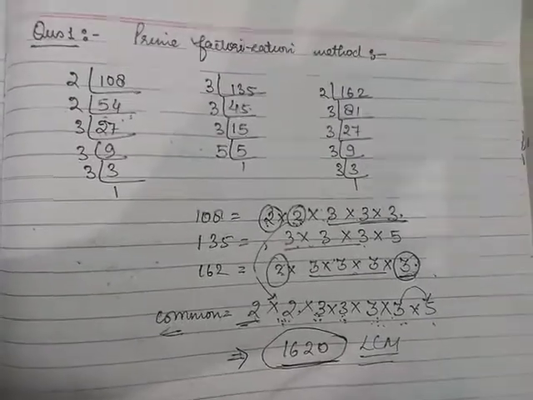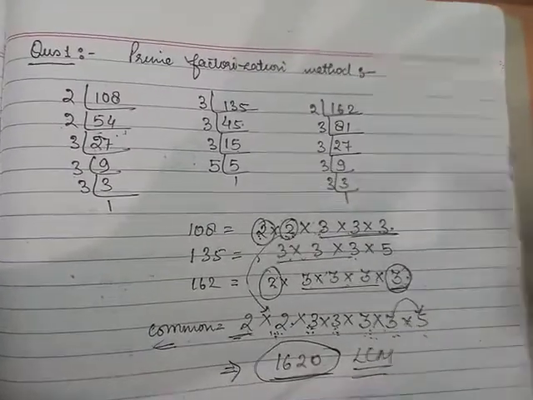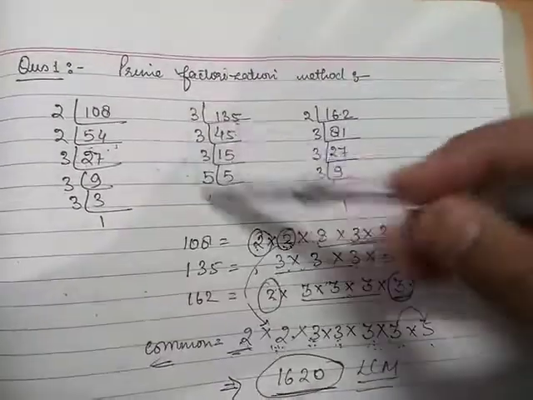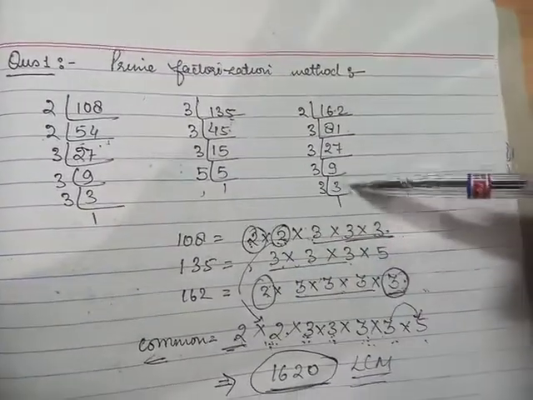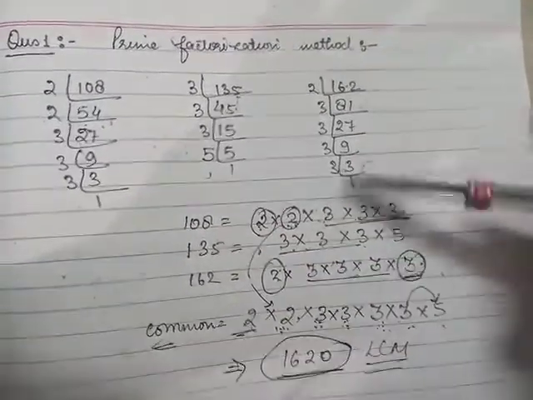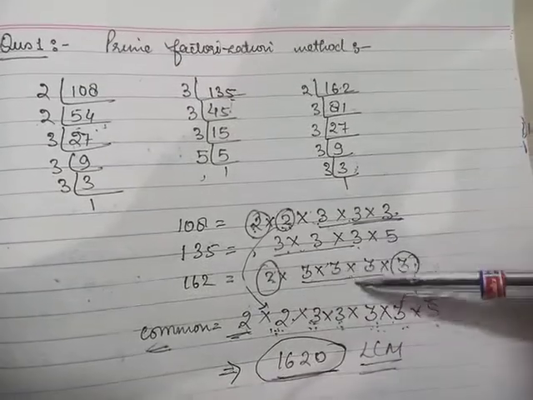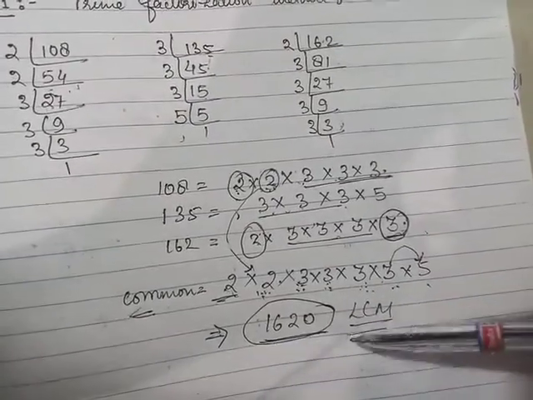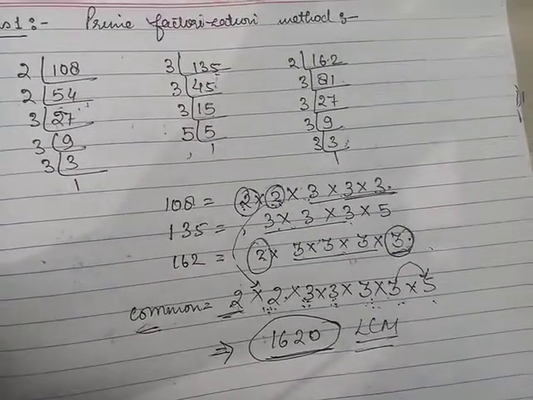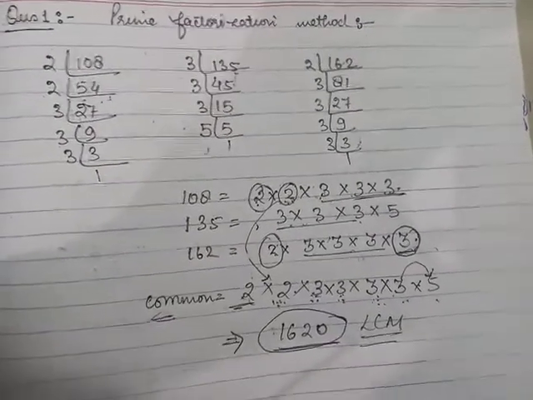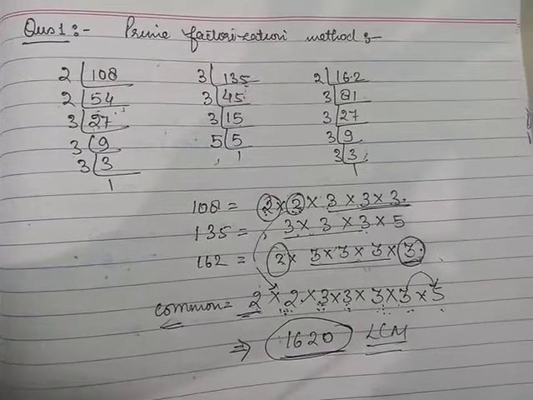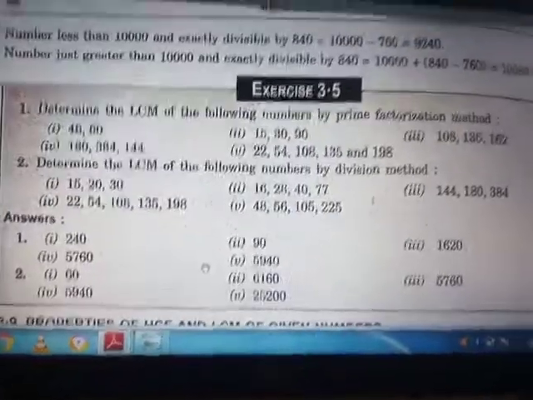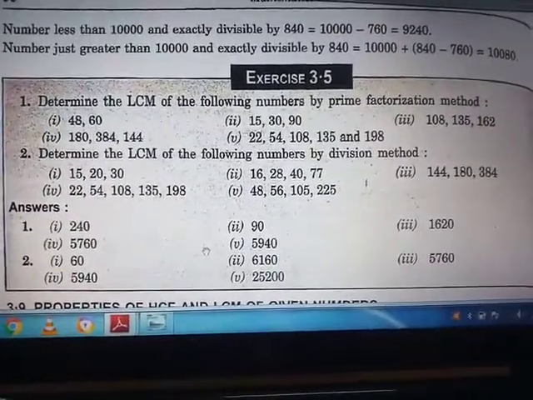In this way you have to find the LCM of any number with the help of the prime factorization method. What you have to do is find the factors of each and every number. You will write the factors of each and every number, and you will take each and every factor as common, then you will multiply the common factors, and the resultant value will be the answer. Okay, so we have seen the third part of question number 1.